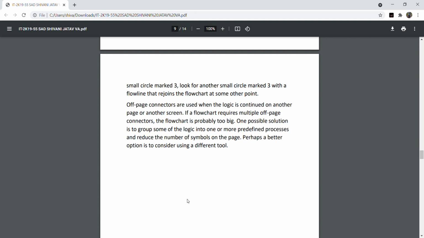Off-page connectors are used when the logic is continued on another page or another screen. If a flowchart requires multiple off-page connectors, the flowchart is probably too big. One possible solution is to group some of the logic into one or more predefined processes and reduce the number of symbols on the page. Perhaps a better option is to consider using a different tool.